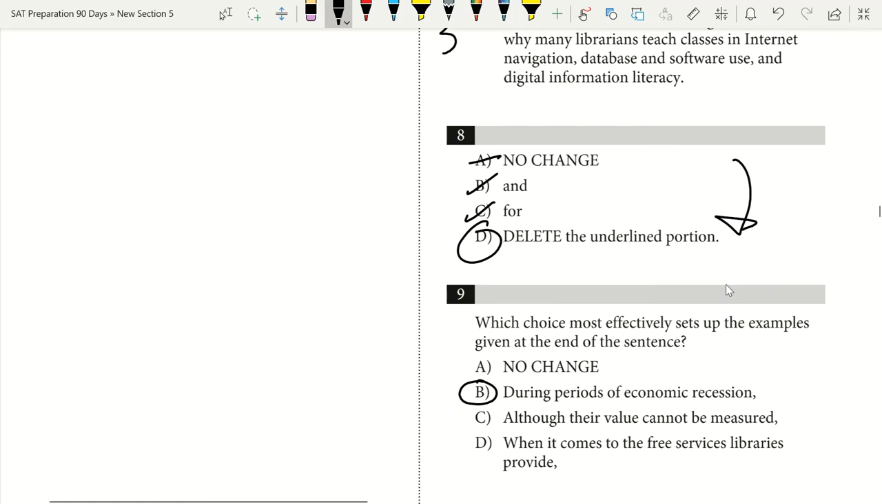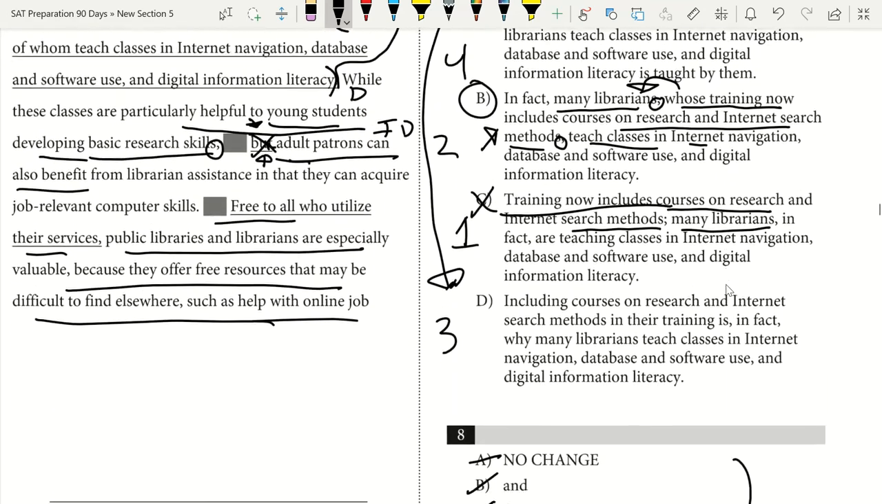"During periods of economic recession, these libraries are very, very important," right? Because it's talking all about things that can help people get jobs, which would be very important during a period of economic recession. So that's setting up those examples given at the end of that sentence. So for 9, the correct answer is going to be B. Okay, so we've got 9. Now we go ahead and move on.